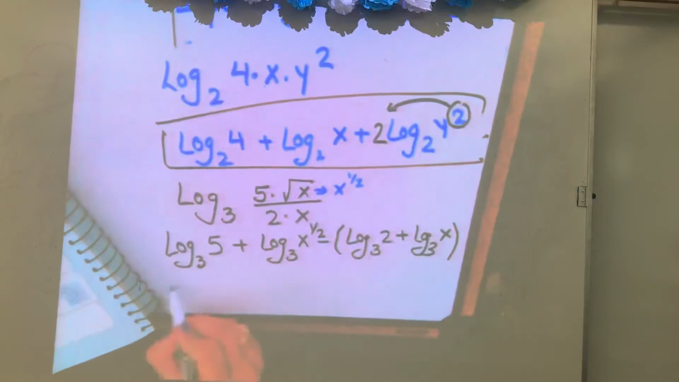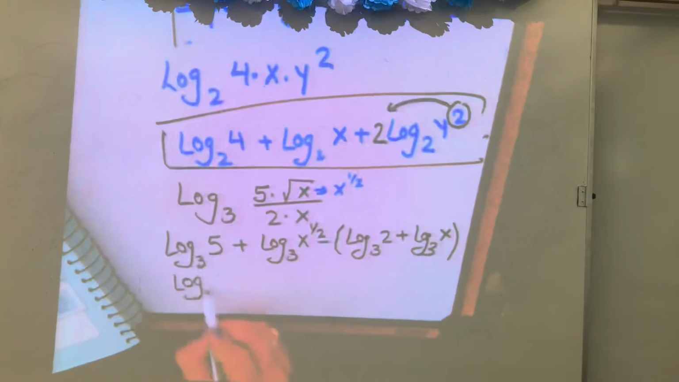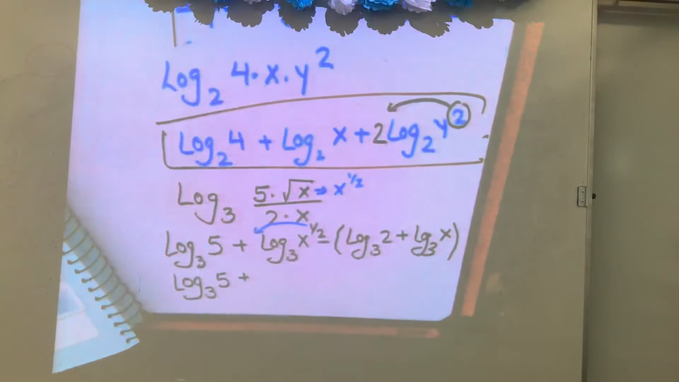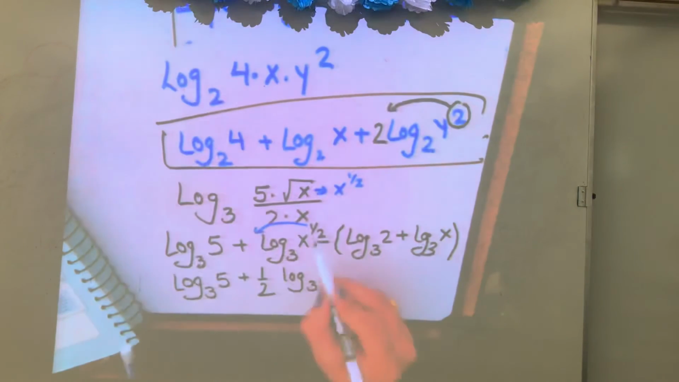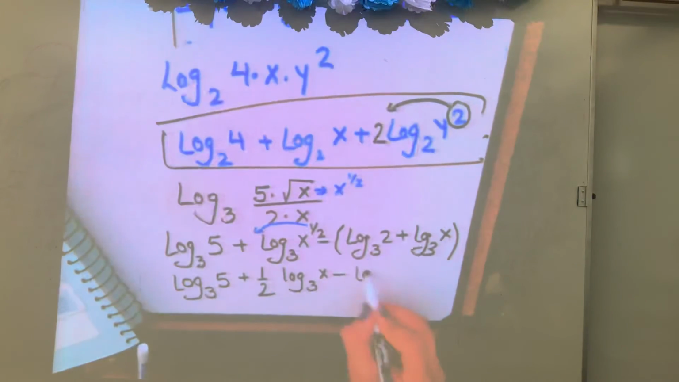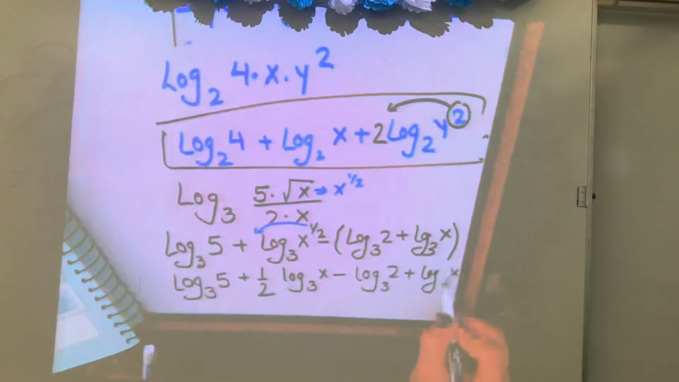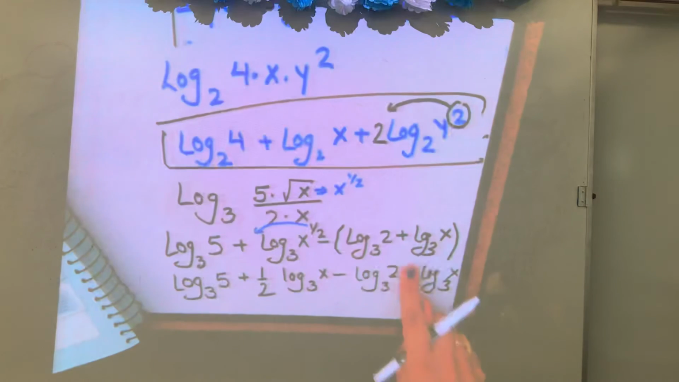Or you could rewrite this. I would do log base 3 of 5, and I still have to simplify this: the exponent goes on the front, so this would be 1/2 log of x to the base of 3. And then you can distribute this negative. There you go. Oh, my bad, I'm sorry, this would be a negative. So that would be my final answer.